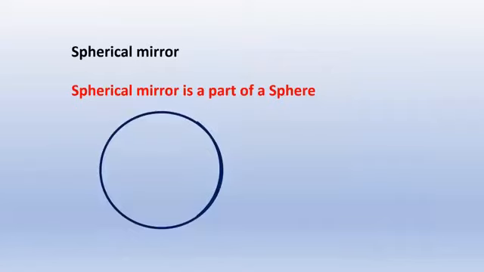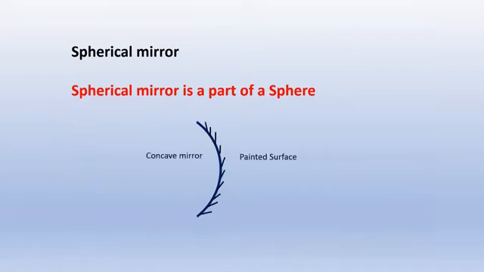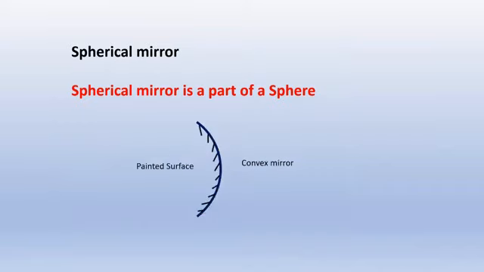Spherical mirrors are part of a sphere. So the mirror which is made from a sphere is a spherical mirror. If you paint the outer surface, the inner surface will act as a mirror. It's a concave mirror. If you paint the inside, then the external surface will act as a mirror. This is a convex mirror. So let's discuss the concave mirror.